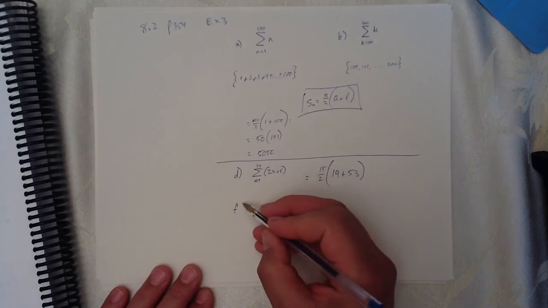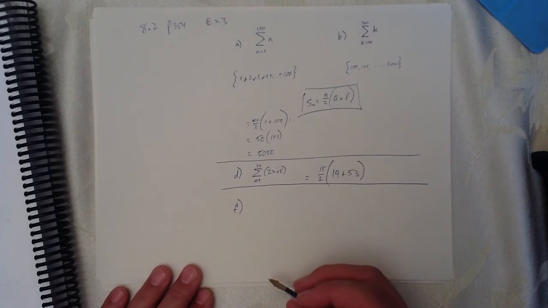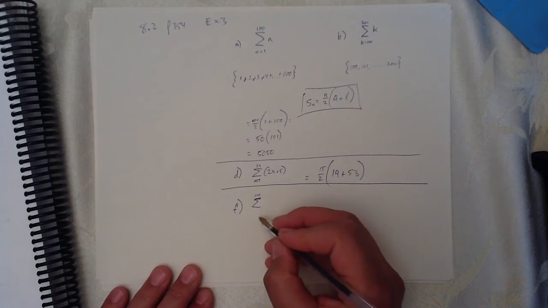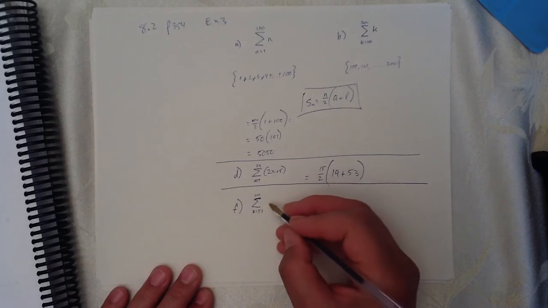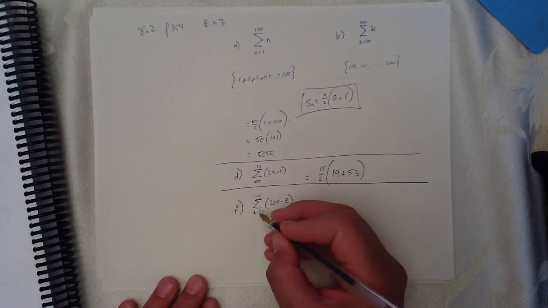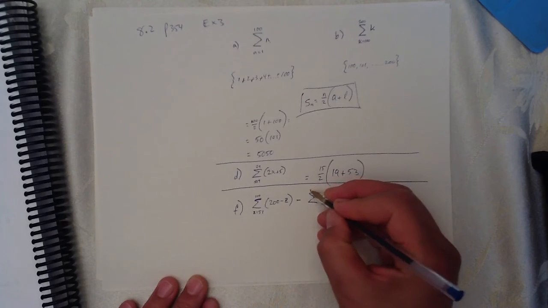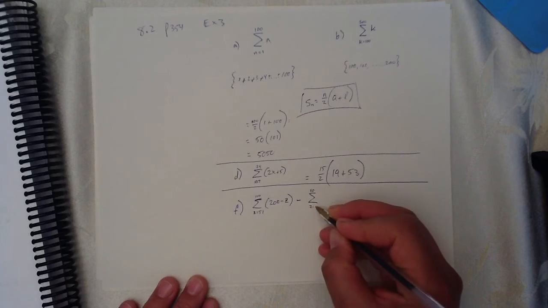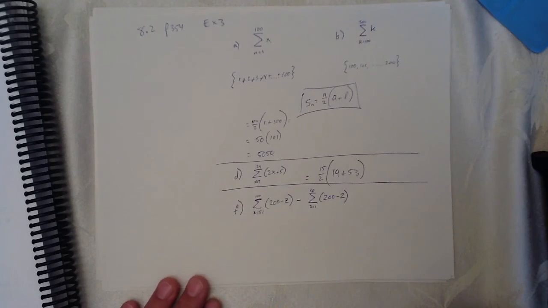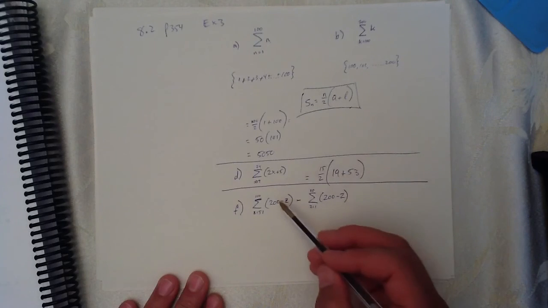Let's try F. F looks complicated. F shows the sum to 100 from z equals 51, and the formula is 200 minus z. I don't like it when they use z because it looks too much like a 2. Minus the sum to 50 from 1 with the same expression, 200 minus z. So once again, we'll use this formula, as simply this stuff minus this stuff.